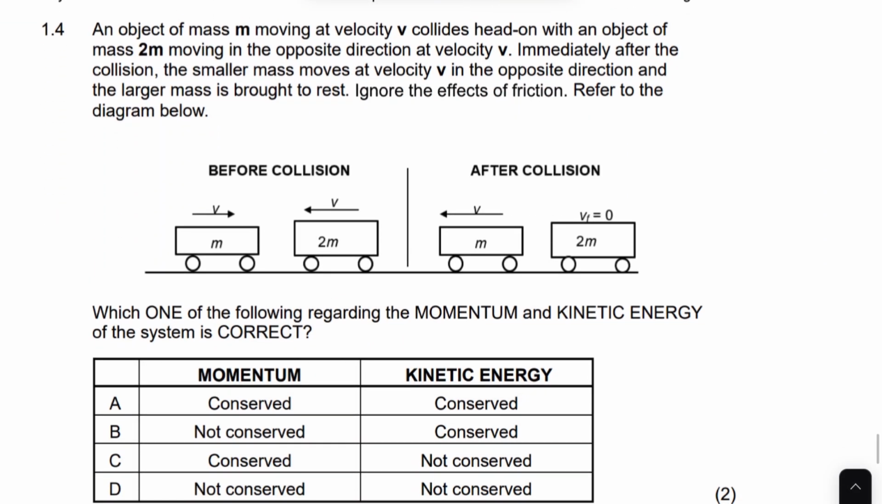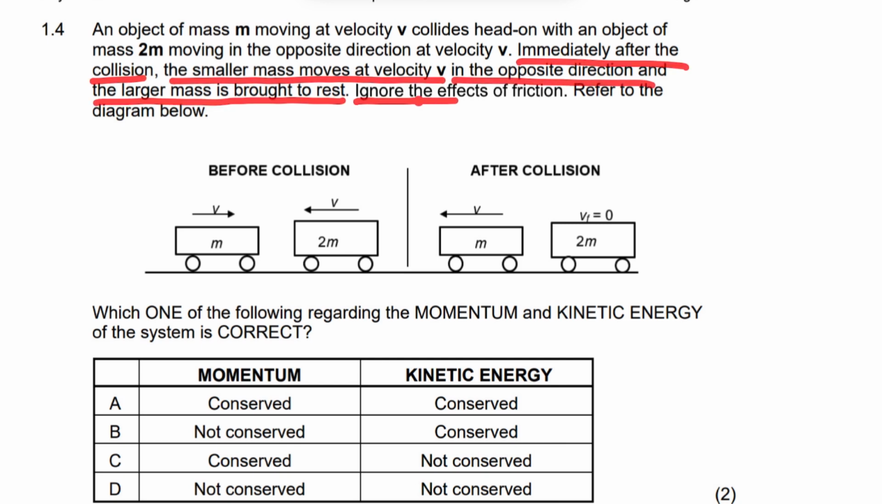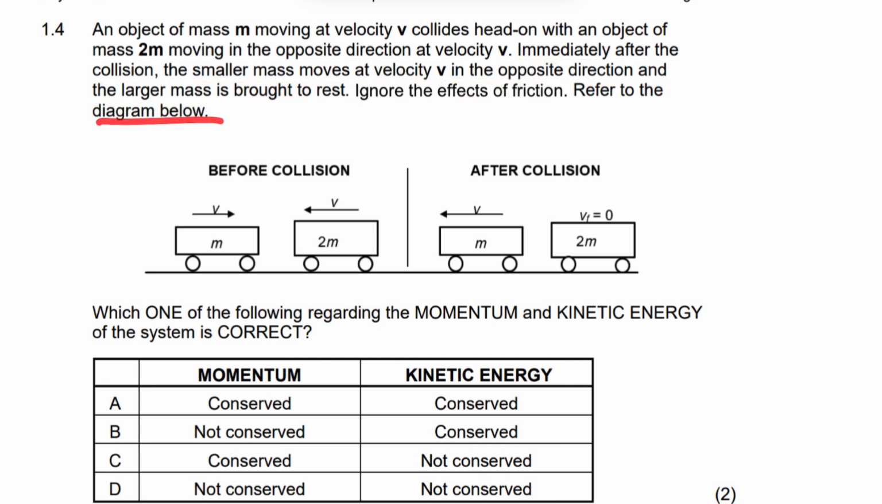Right, 1.4, it says an object with a mass m is moving at a constant velocity v and collides head-on with an object of mass 2m moving in the opposite direction at velocity v. Immediately after collision, the smaller mass moves at the velocity v in the opposite direction and the larger mass is brought to rest. Ignore the effect of friction, refer to the diagram below.